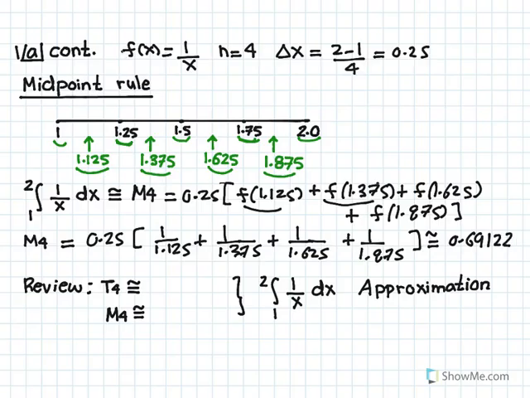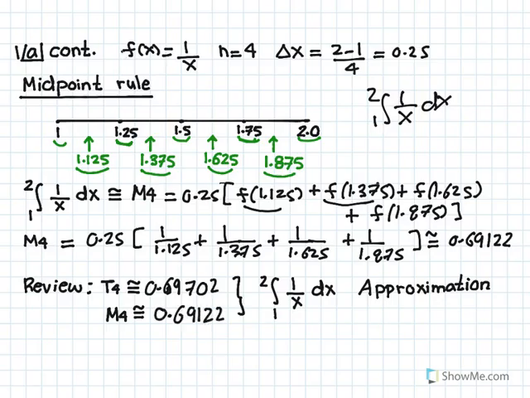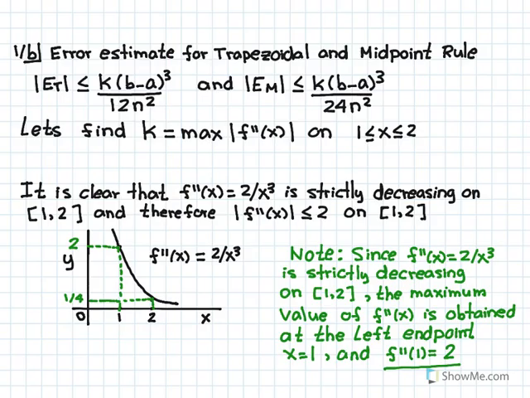So let's review this. We did a trapezoidal rule approximation to the definite integral from 1 to 2 of 1 over x dx, and this came out to 0.69702. The midpoint approximation came out to 0.69122. And both of these are approximating the definite integral from 1 to 2 of 1 over x dx. All right, so let's look at part B. For part B, the error estimates for the trapezoidal rule and the midpoint rule are given by these formulas. So our goal is to find k.